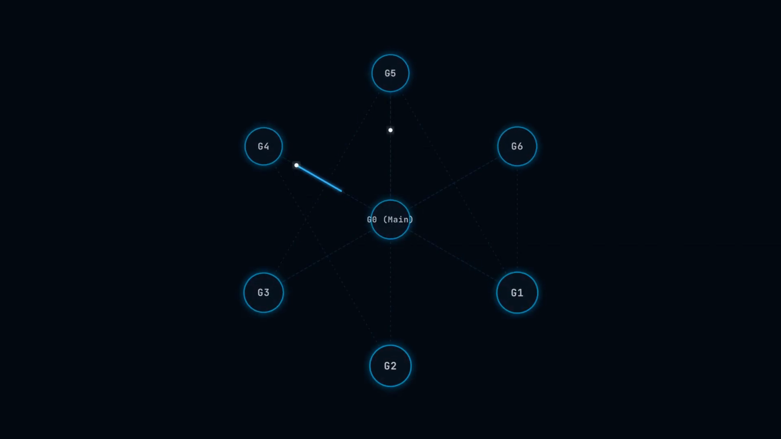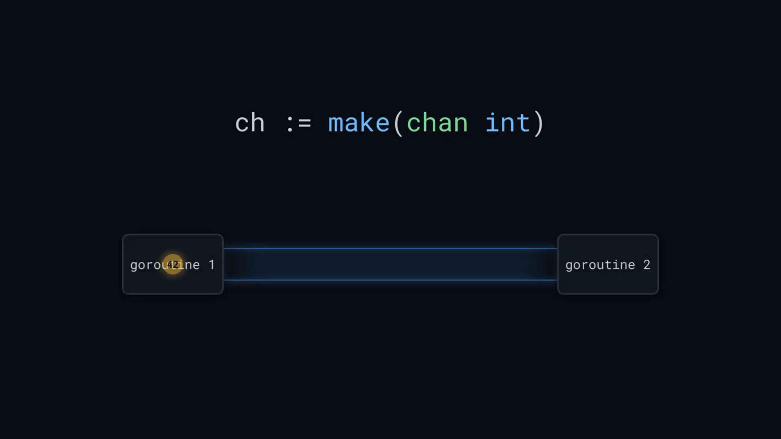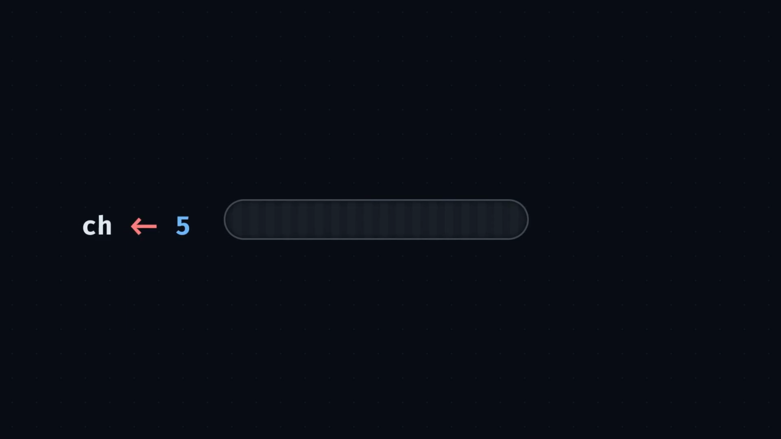Once you have multiple Goroutines running, they need a way to communicate safely, and this is where channels come in. A channel is a way for Goroutines to send and receive data. You create one using the make function, defining the type of data it will carry. Data flows through channels using arrows. You send data into a channel and receive it on the other side. This creates a safe communication path between Goroutines.